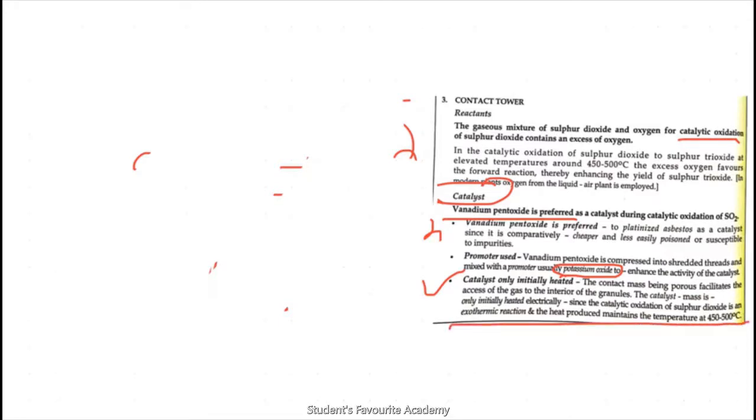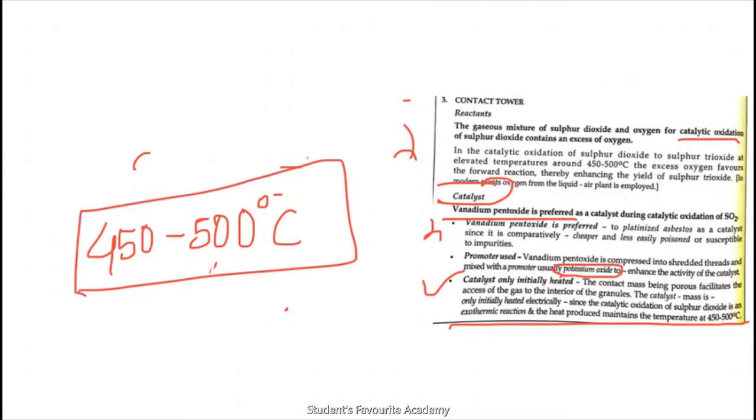Okay, so what is happening, children? Throughout the process we are not heating the catalyst, we are only initially heating it till it attains a temperature of a good 450 to 500 degrees Celsius. Then we just stop heating. Why? Because we have studied, children, that this is already an exothermic reaction, meaning heat is being evolved, and that much heat is sufficient to maintain the temperature of 450 to 500. So the vanadium pentoxide is heated only initially till it reaches the desired temperature.